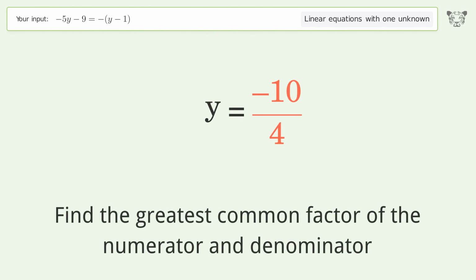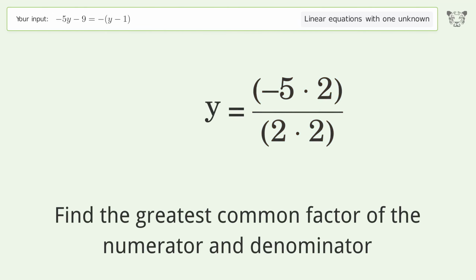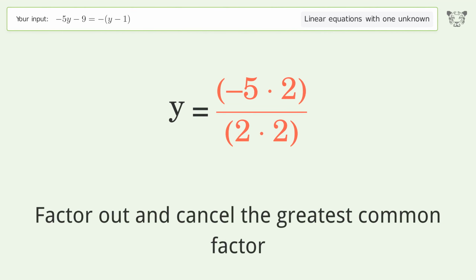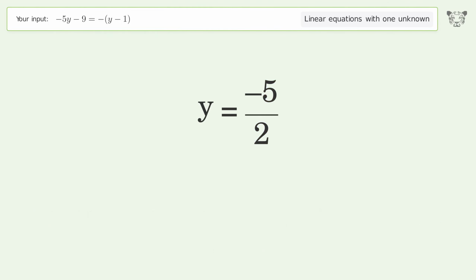Find the greatest common factor of the numerator and denominator. Factor out and cancel the greatest common factor. And so the final result is y equals -5/2.